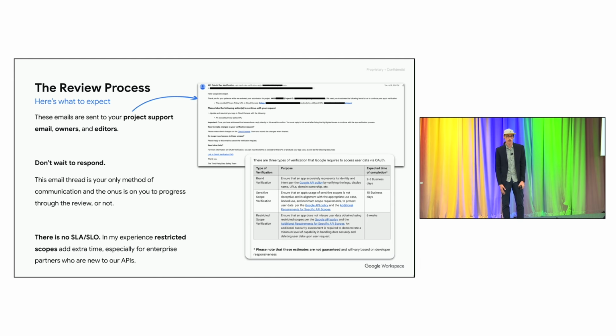Fair warning, through the review process, the only way to communicate with our Google Trust and Safety team, who owns the review process, is over an email thread that they're going to start with owners and editors of the project, and also a support email address that you get to put in for your application. That is it. You don't get video calls. There's no phone number. There are no smoke signals or carrier pigeons available. You get the email thread. So make sure that you have your owners and editors up to date before you hit the submit button.